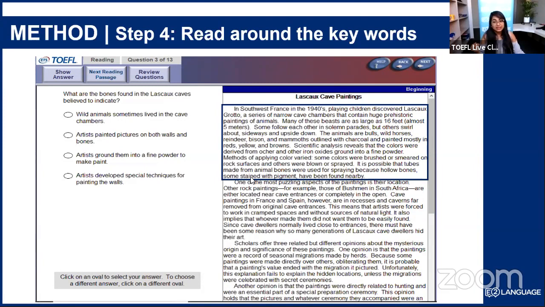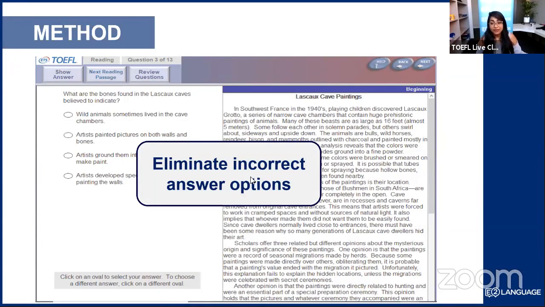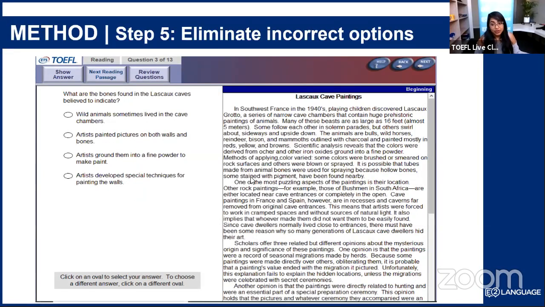Okay, so I get what this paragraph is saying, but what's our answer? To be able to find our answer, we need to eliminate incorrect answer options. Now that we've read the paragraph, we have a good idea of what it means. So let's look at the question again. What are the bones found in the Lascaux caves believed to indicate?